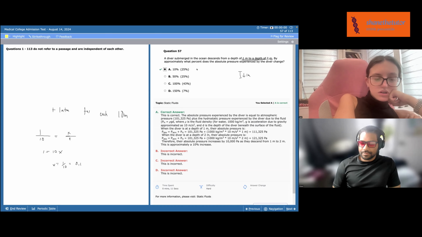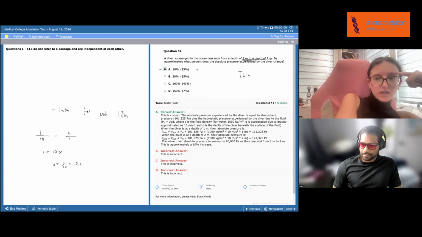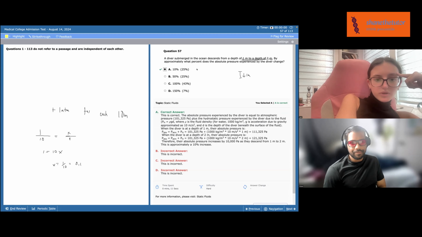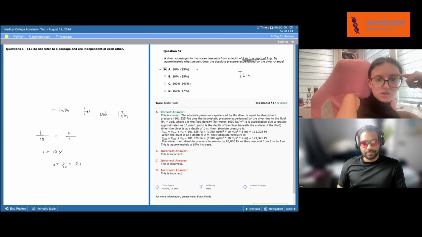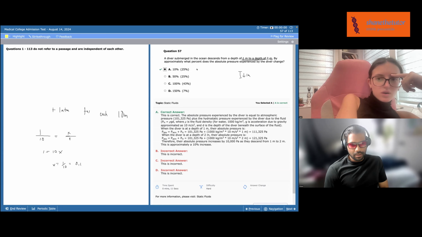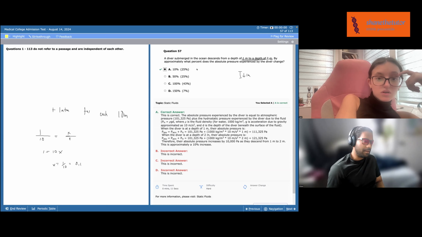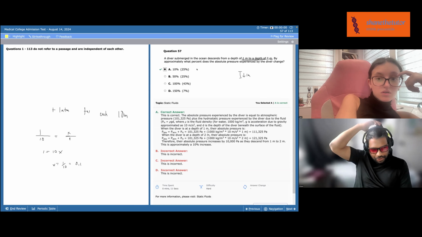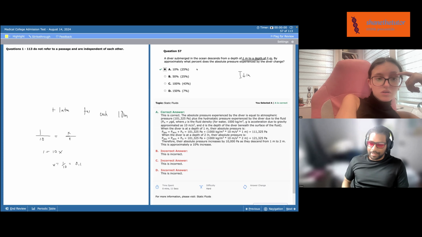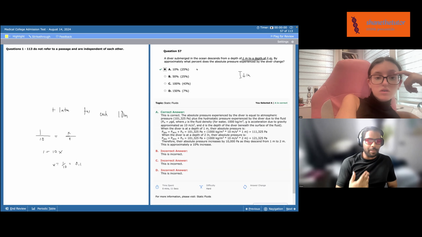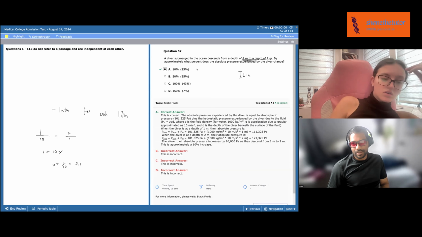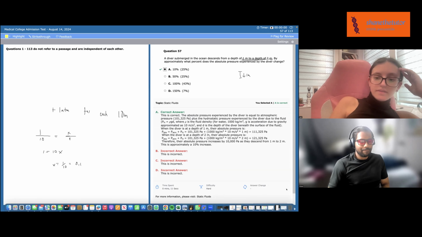But that's the change per meter. That's the change that occurs per meter. If for every 10 meters you have a change of 1 atm, that would mean for every meter you'd have a change of 0.1 atm. Okay, cool.